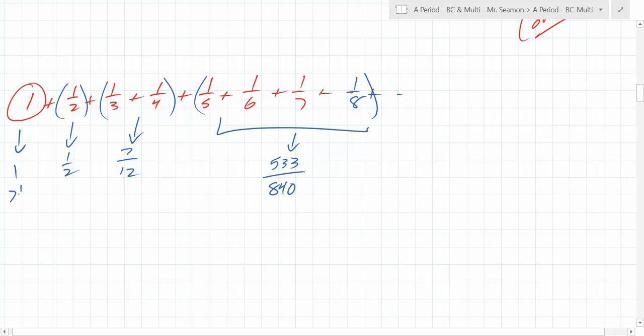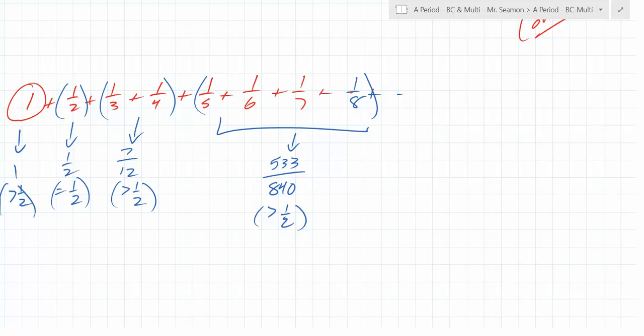This is definitely greater than 1/2. This is equal to 1/2. This is greater than 1/2. And is this greater than 1/2? Yeah, this is greater than 1/2. So we have greater than 1/2, greater than 1/2, 1/2, and greater than 1/2. Great. So what does B ask? Why does this show that it diverges?